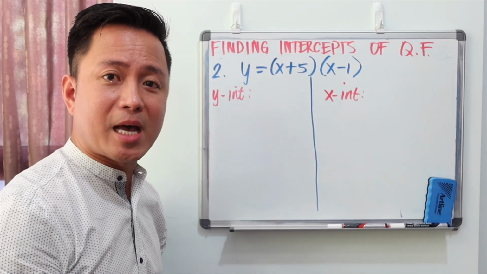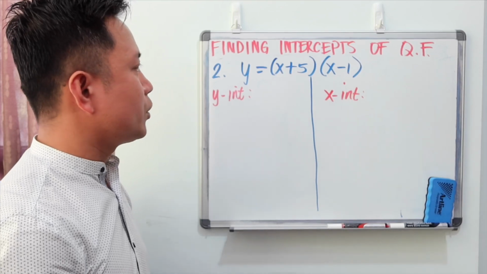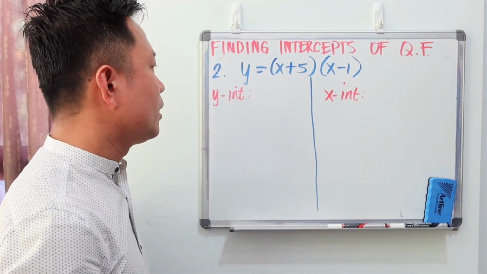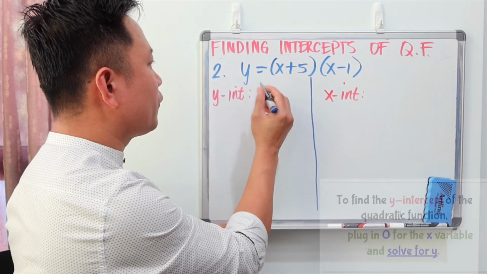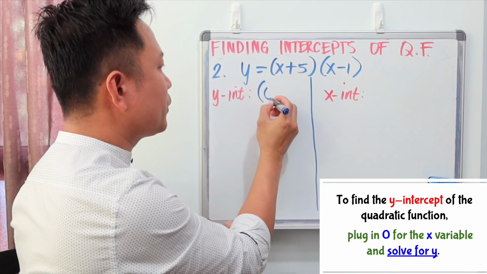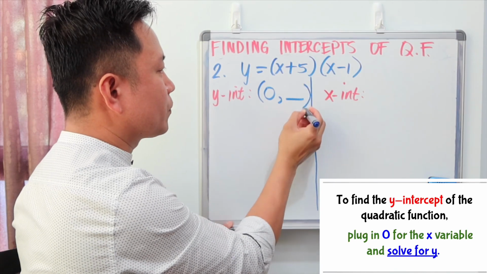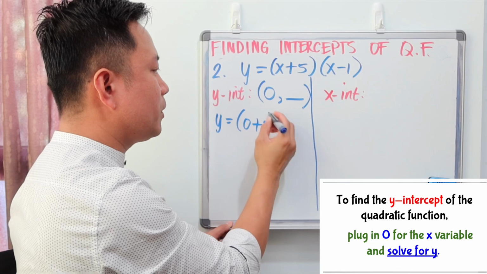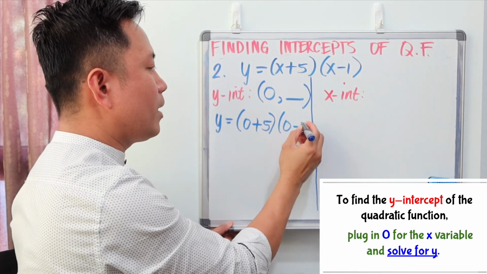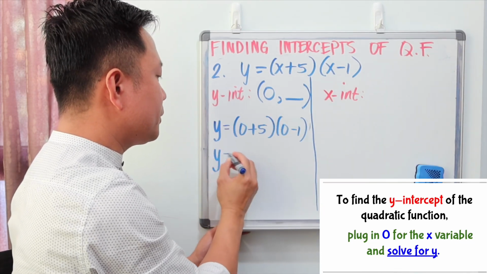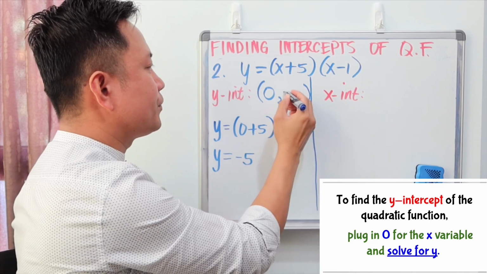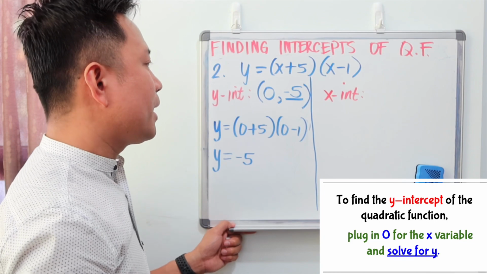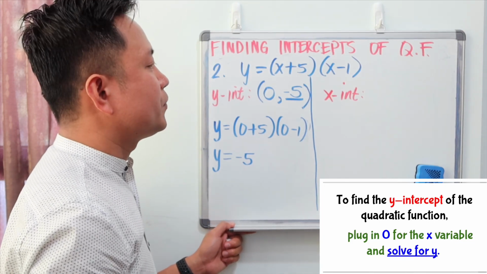Now let's consider example number 2. y is equal to parentheses x plus 5, parentheses x minus 1. So using the same concept to solve for the y-intercept, we're solving for the y when x is 0. And when we substitute 0 for the x, we have 0 plus 5, and then we have 0 minus 1. So our y-intercept now is at negative 5, which means that the graph will cross the y-axis at 0, negative 5.